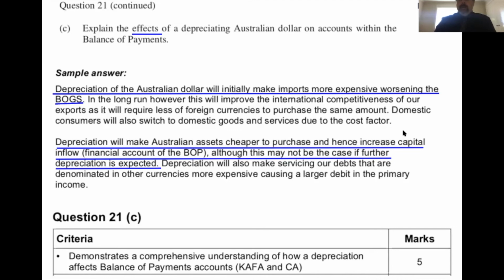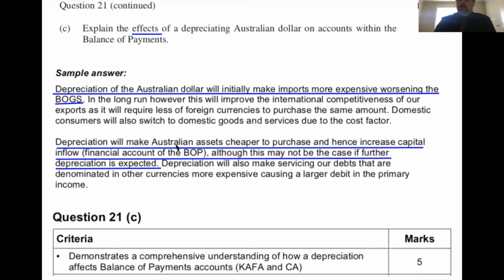So that's the first part of our answer, looking at depreciation, making imports more expensive, worsening the BOGS, and then it talks about competitiveness. Our second part of the answer is that depreciation will make Australian assets cheaper to purchase and hence increase capital inflow.